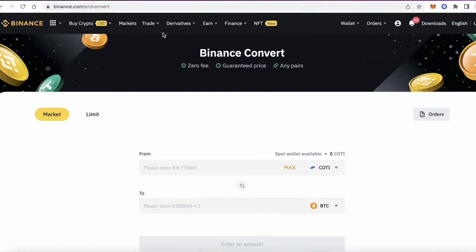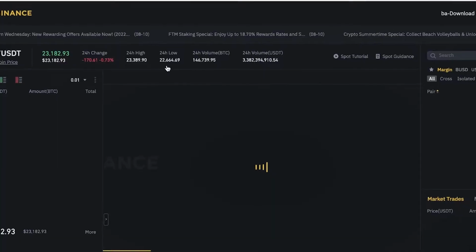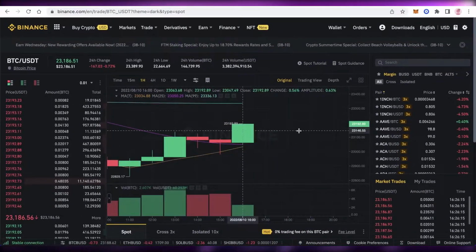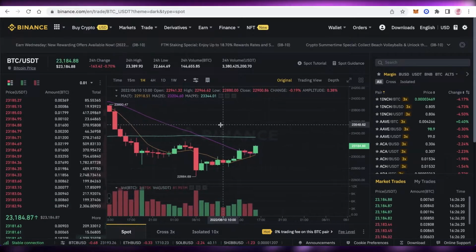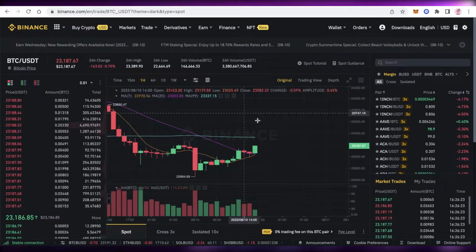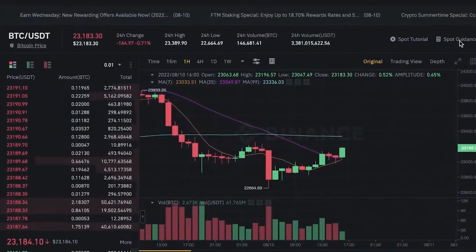Once you have done that, you can go on to trade over here, click on spot trade. So we're going to get started with spot trade. Now, what is spot trading? Spot trading is basically when you are trading at a certain price, you're buying and selling. So first off, you can see as I open up the spot trading chart, this is the BTC/USD chart.